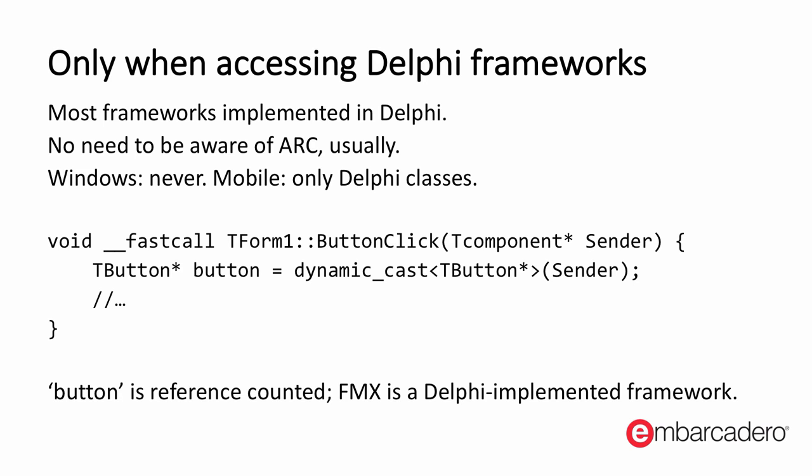It's important to note that this only happens with Delphi classes used by C++ on mobile. It does not happen on Windows, and even on mobile it does not happen for C++ classes, only Delphi ones. In other words, you don't need to worry about it, but be aware for when you access items from a Delphi framework. For example, in an FMX event like a button click, here TButtonPointer button equals dynamic cast TButtonPointer sender, the button variable will be reference counted.